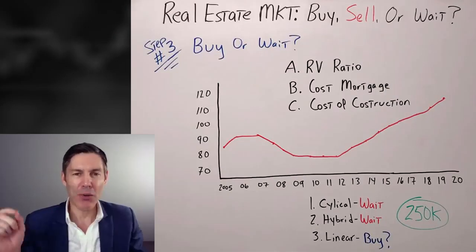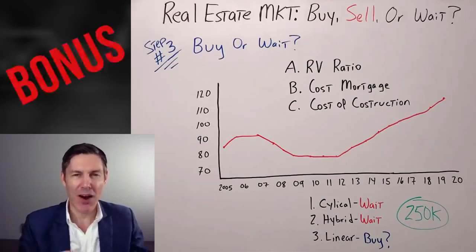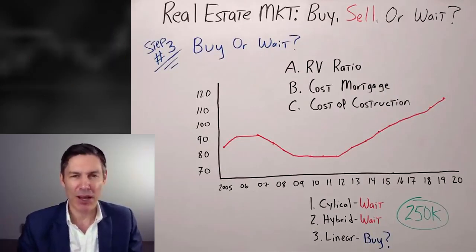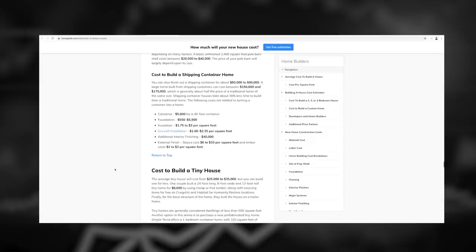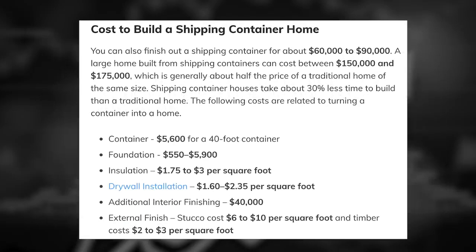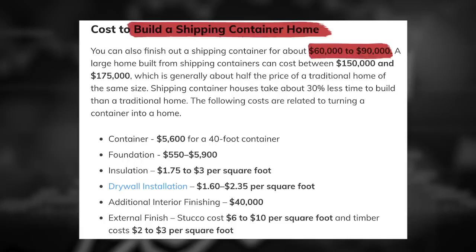Whoa, time out. I got a quick bonus for you guys. I know it's kind of off topic, but I saw it on this website, and I think a lot of you watching this video will really love this information. What does it cost to build a shipping container home? Pretty cool, huh? A shipping container home, you can build it for between 60 and 90 grand, maybe a little bit bigger, 150 to 175.